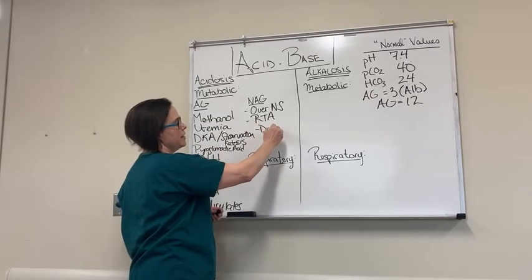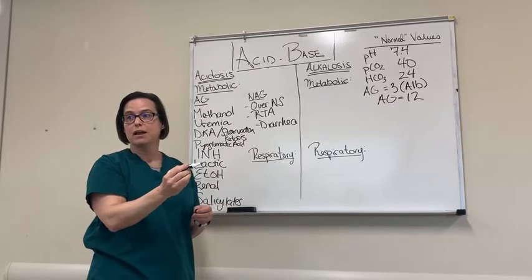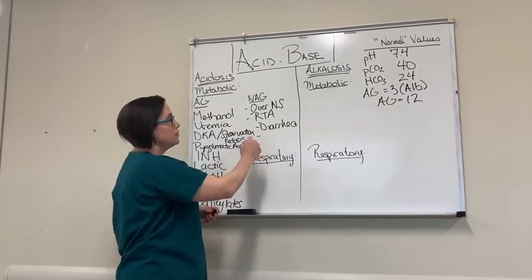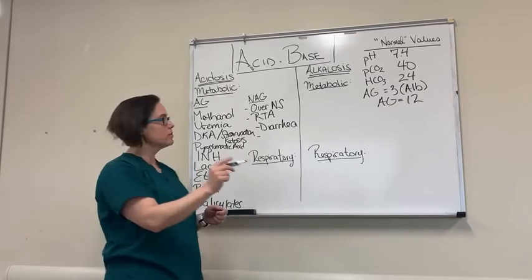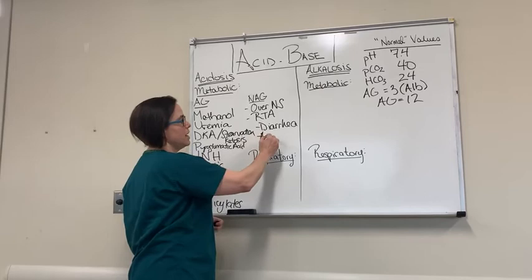Another big one is diarrhea. Can cause it. If you're losing a lot of your bicarb through your stool, that can do it. And an NG tube, is that? No, we're going to get to that one next. We're not there yet. But other things that you want to think about here is acetazolamide can do it.